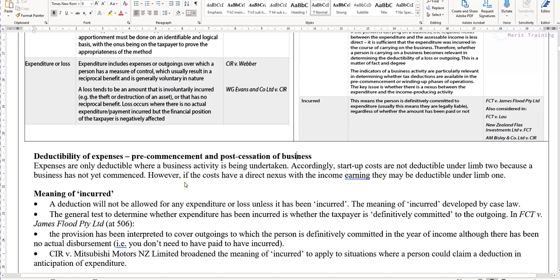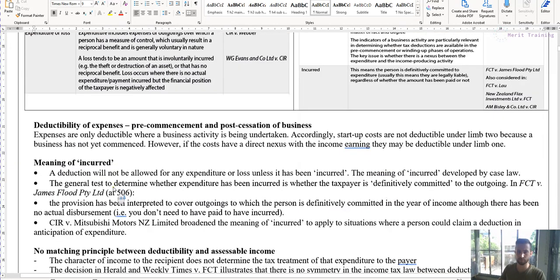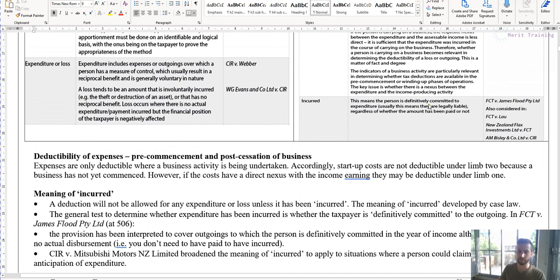So what is the meaning of incurred? Because obviously it needs to be incurred to be deductible, and we touched on this already in terms of the key definition that needs to be definitively committed to. So generally what that means in case law is that there's no way of getting out of it because it's legally liable. So a common situation is that a debt has been raised. So for example, an invoice on one side and a debt on the other.